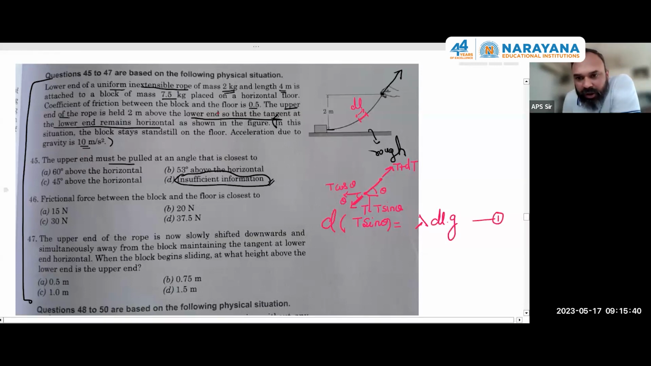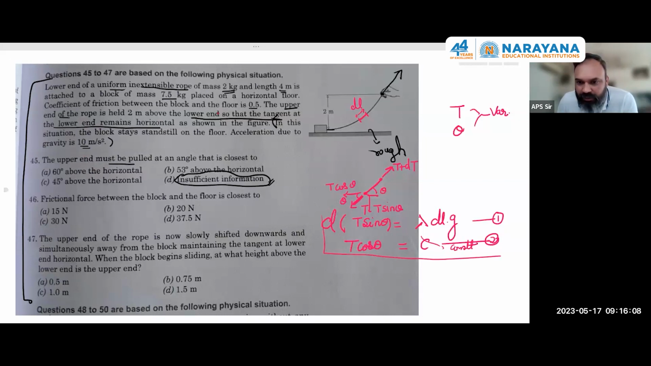I also know by horizontal balancing, there is no other horizontal force. So the horizontal component of tension, T cos θ, remember, T and theta are variables. They will change. But T cos θ will remain constant, the horizontal component of force. So I may use some constant C. This is a constant force. Throughout on this rope, this will remain constant. So I have two equations now. Now I will use them carefully to get my result, because depending upon these two, we can find out the result.